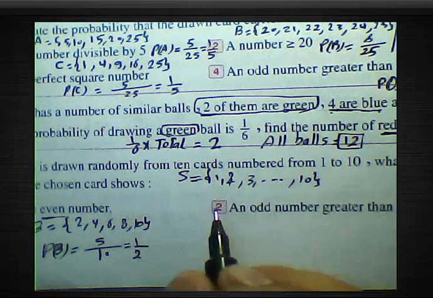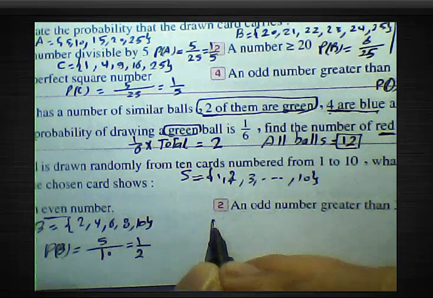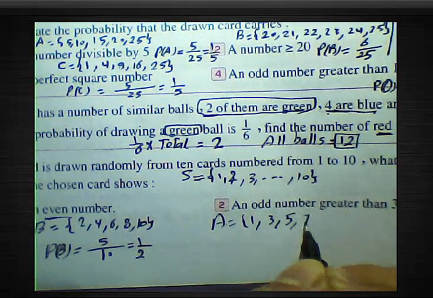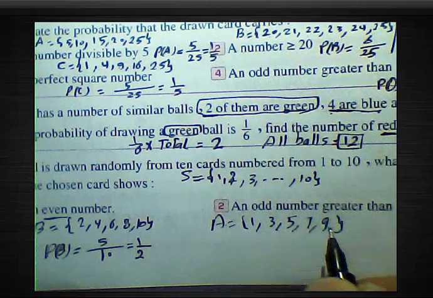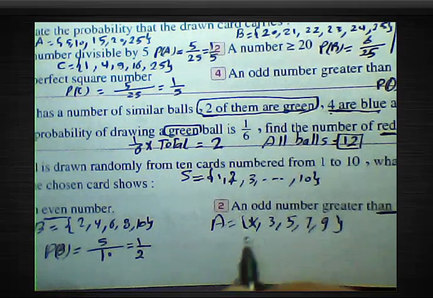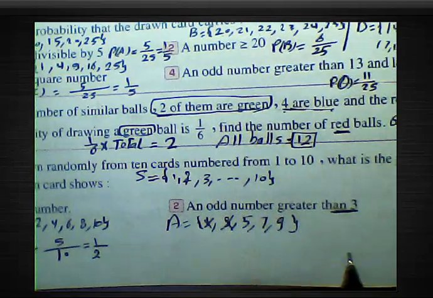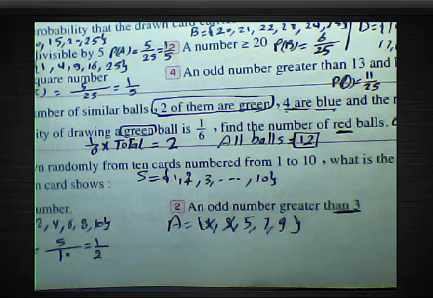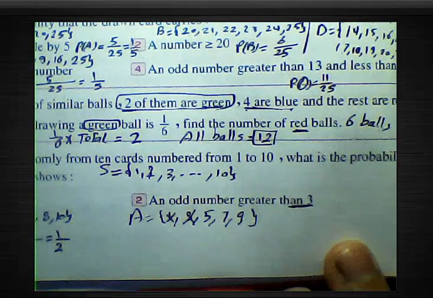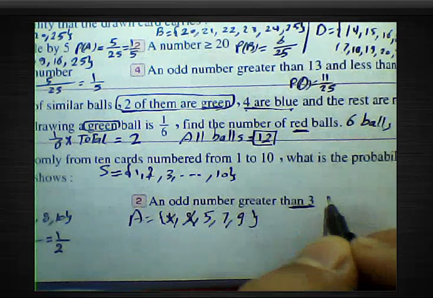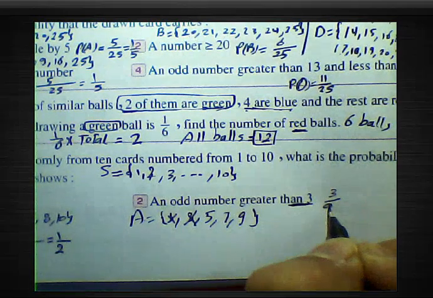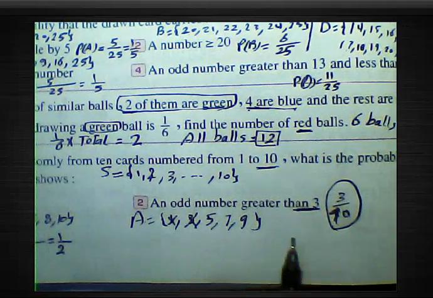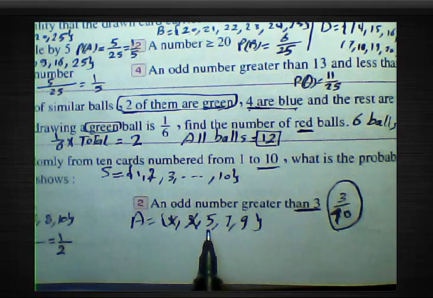An odd number: the elements of set A are 1, 3, 5, 7, and 9. It's an odd number but greater than 3. We cancel 1 and 3 because he asked about greater than 3. The result will be 5, 7, 9. So the probability of this event will be 3 over 10, the total.